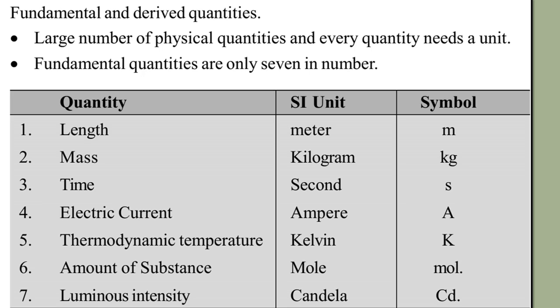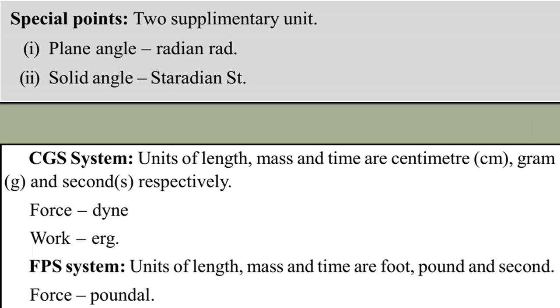Their symbols: the symbol of unit of length is m for meter. For mass it is kg. For time it is s for second. For electric current it is ampere, A. For thermodynamic temperature it is K. For amount of substance it is mol, and for luminous intensity it is cd. Then special points: there are two supplementary units. The first is plane angle, that is radian, rad, and solid angle, steradian.